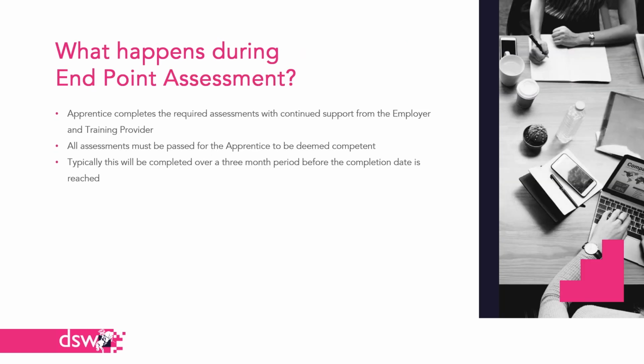What happens during endpoint assessment? The apprentice completes the assessments detailed in the assessment plan. There is still an expectation that the apprenticeship training provider will support apprentices throughout the endpoint assessment period. This is to ensure they're familiar with what's to come and so mock exams can be completed with them. In order to pass and be deemed competent, the apprentice must pass all of the assessments. This typically happens over a period of 3 months from the point they're approved for Gateway.